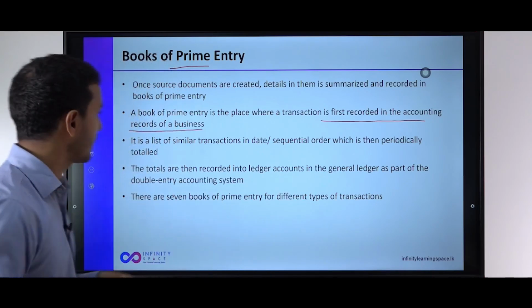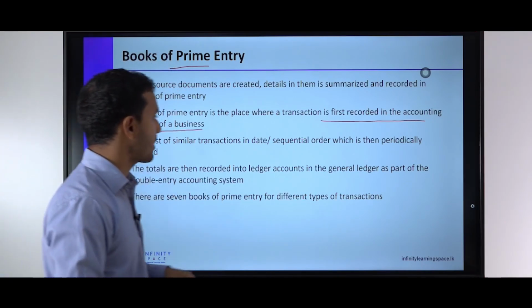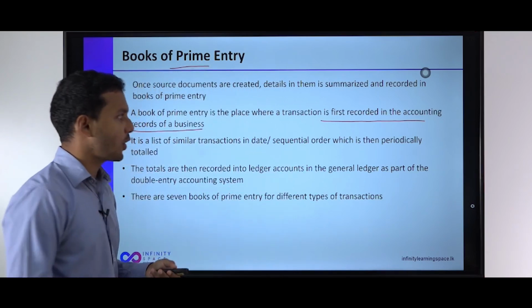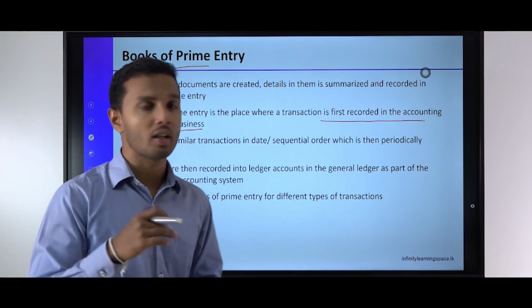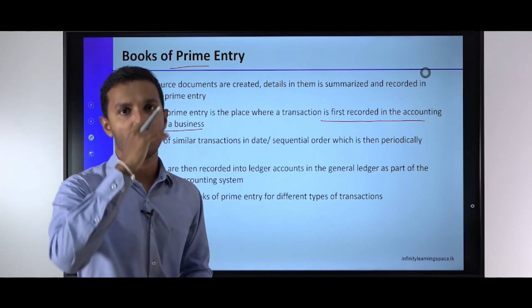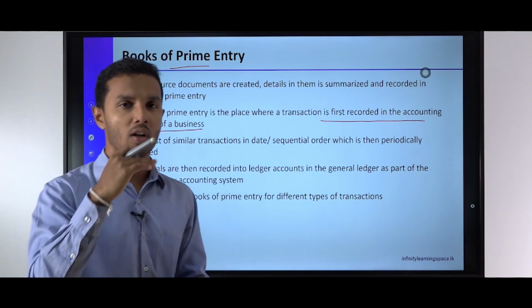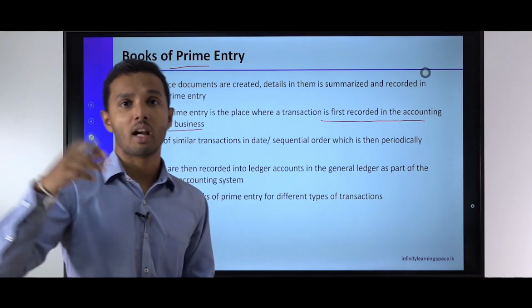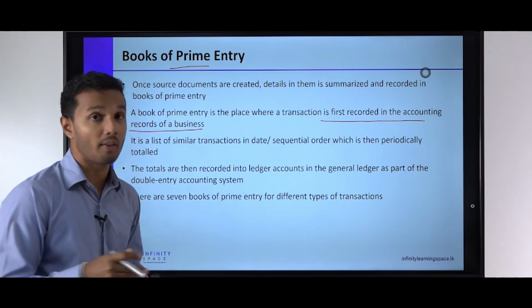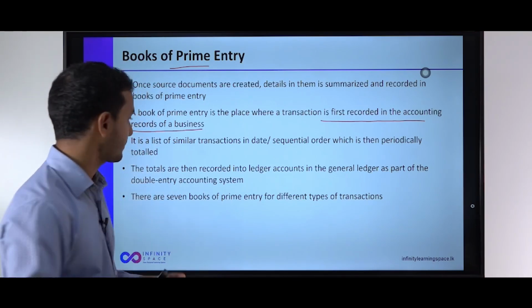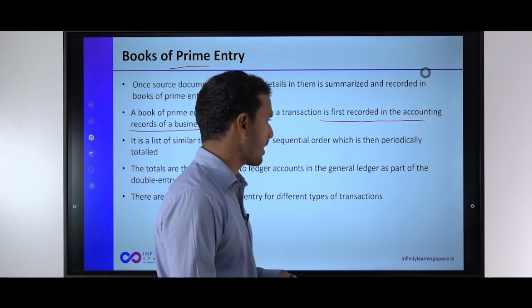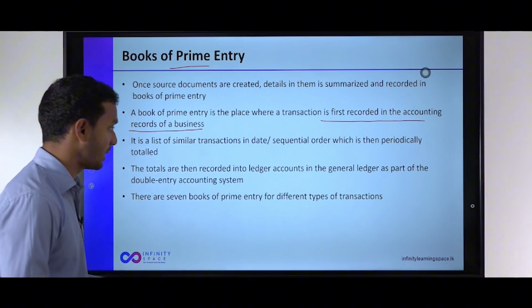It is a list of similar transactions in date sequential order which is then periodically totaled. So in books of prime entry, transactions are recorded in the sequential order, meaning in the order that they happen. Transactions today will be recorded first, transactions tomorrow will be recorded next, transactions that happen the day after tomorrow will be recorded after that, right? So it's in the sequential order, or what we call the chronological order. The totals are then recorded into ledger accounts in the general ledger as part of the double entry accounting system.